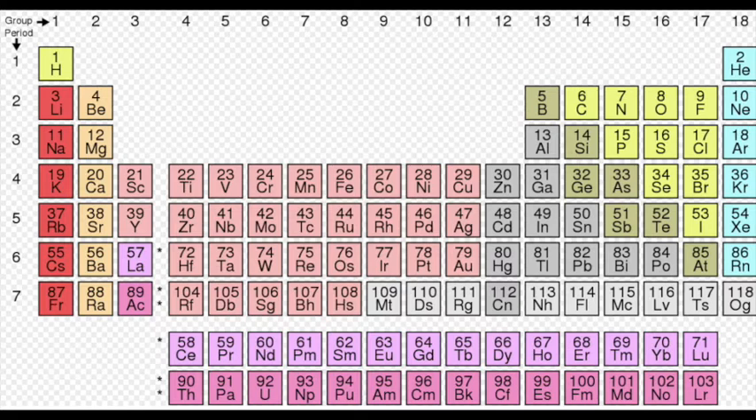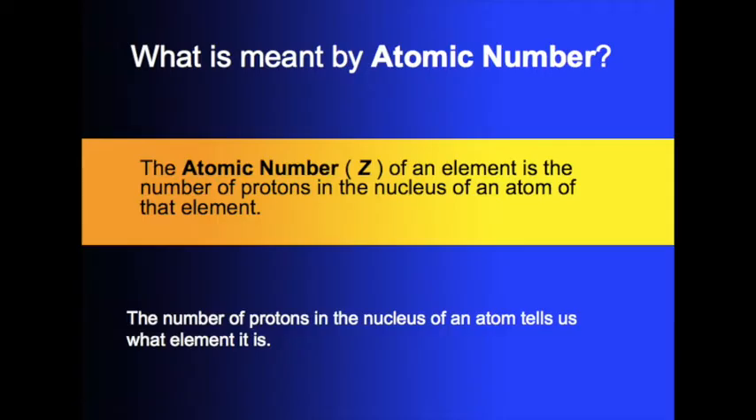If you look as you go across the periodic table, the atomic number should go up by 1 each time. And when you reach the end of each period, you go to the next period down, and again the number will keep increasing by 1. So as you go along the periodic table, each element's atomic number will increase by 1 each time.